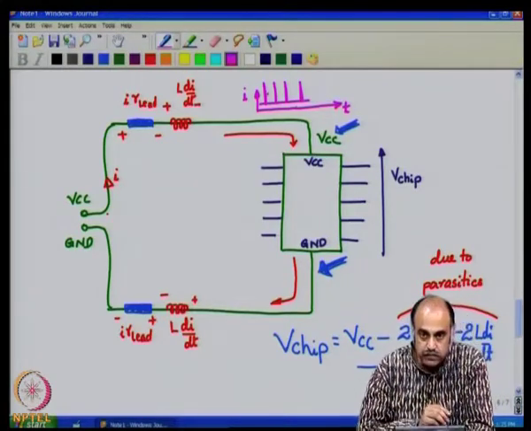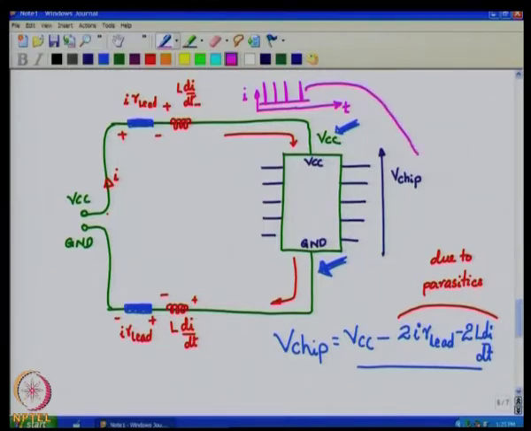Now, when you have these kind of spikes, this spike has a very high di by dt. In a very short duration during the rise time or transition time, which is of the order of a few nanoseconds, you have quite a large current, and di by dt is quite large. And now this di by dt is going to result in an inductive drop here and here, L di by dt, which is a major cause for the voltage here to fall.